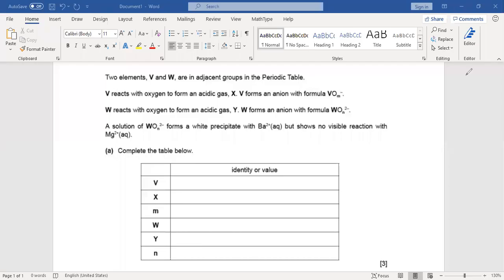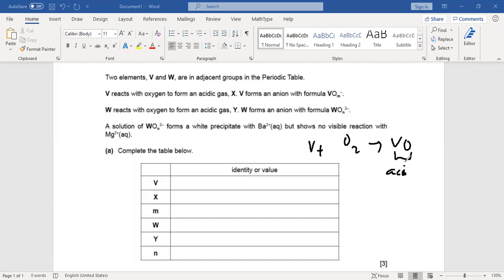Hello, I'm going to share with you how to tackle these questions. First, we have two elements. V and W are adjacent groups in the periodic table. V reacts with oxygen to form an acidic gas of X. So basically, you have V plus oxygen to give VO something, which is actually acidic.